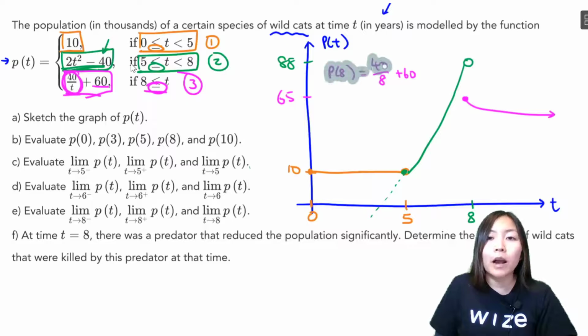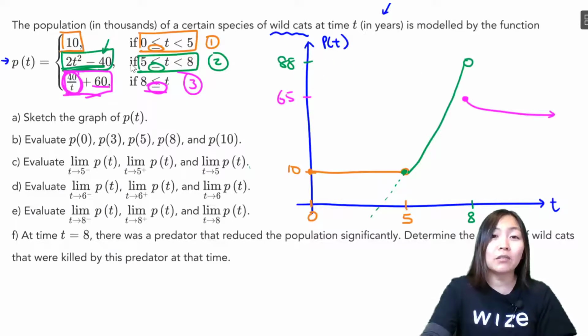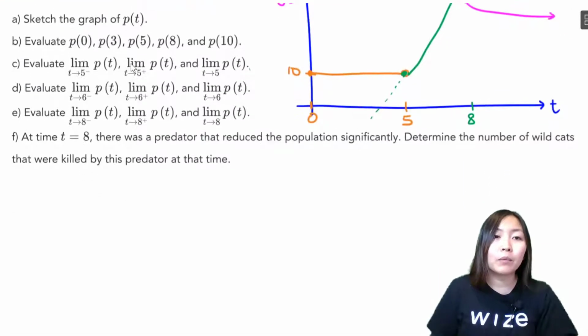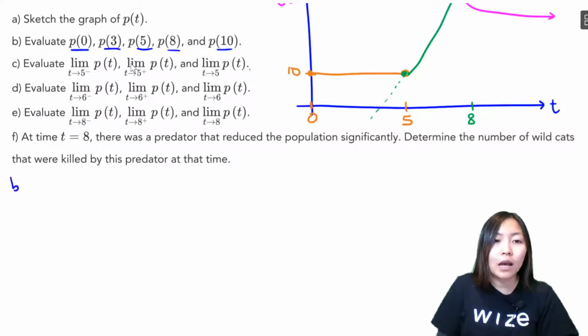So this is the graph of P of t. All right, now let's continue to answer parts B and so on. So part B, we want to evaluate the function at the points 0, 3, 5, 8, and 10. So let's go ahead and do that.